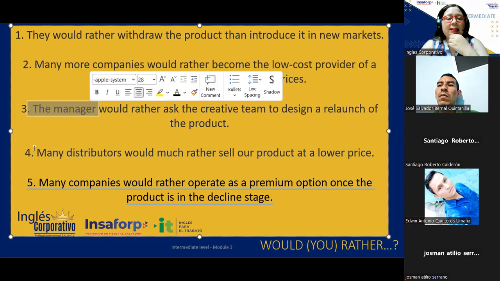Number 4, it says, what's the verb? Let's start with the verb.